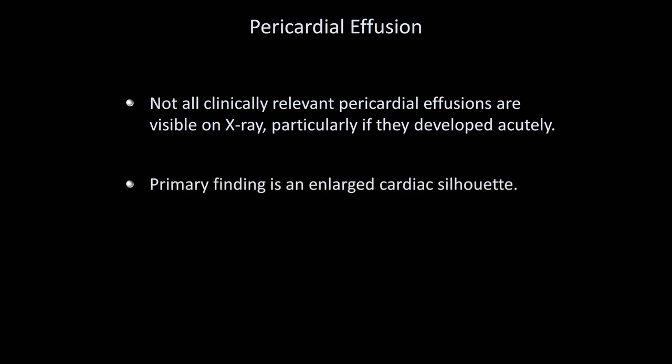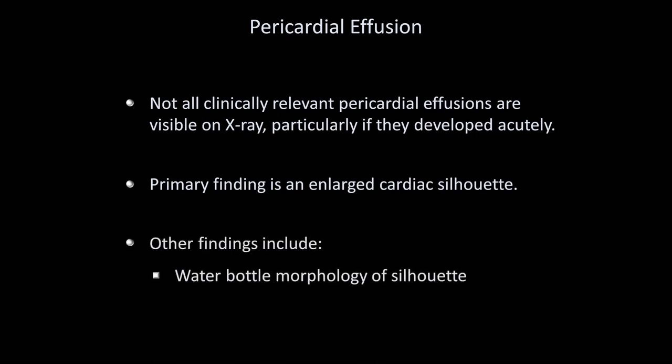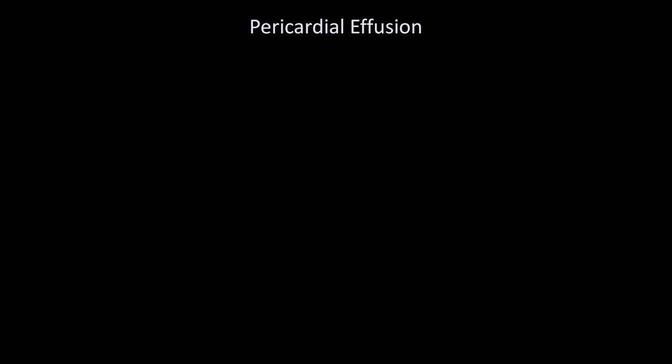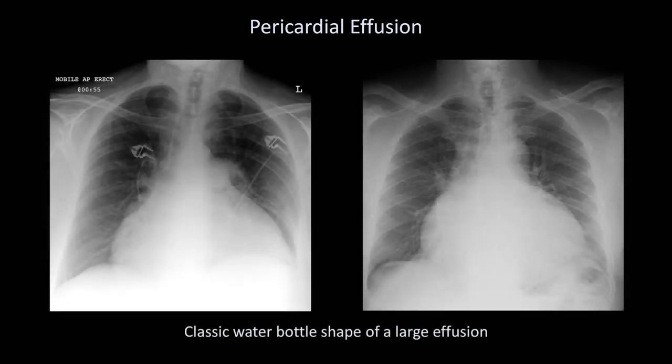The primary finding of an effusion is an enlarged cardiac silhouette. Other findings include what is frequently called the water bottle morphology of the silhouette, as well as something called the Oreo cookie sign. Here are two examples of the water bottle shape of a very large pericardial effusion. You may be wondering how in the world these look like water bottles, but the name was given when water bottles weren't made out of aluminum or rigid plastic, but rather soft-sided materials like leather.